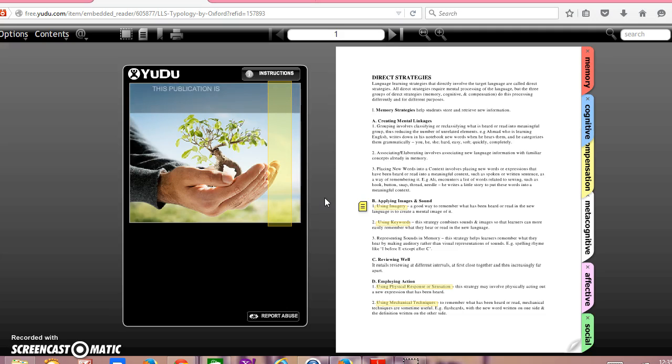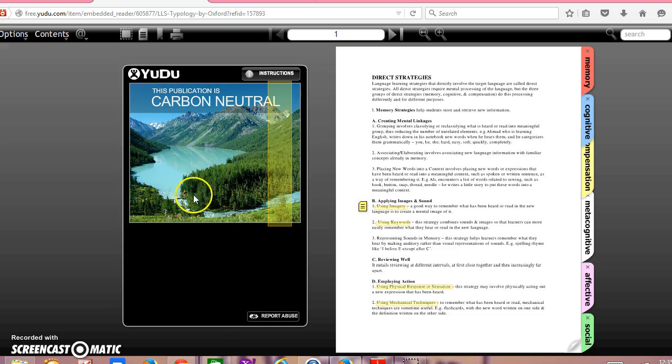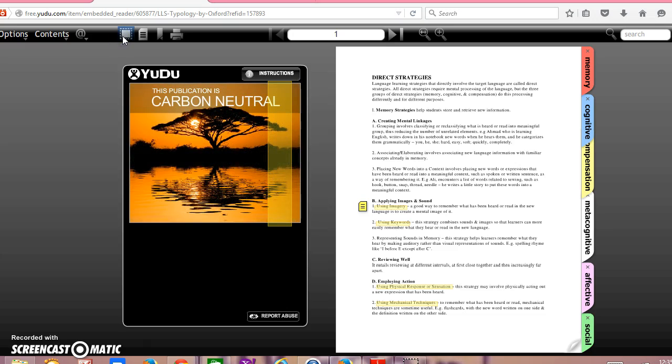So now I'm going to tell you about my memory technique for Oxford's typology of language learning strategies. By the way, I'm using screencast-o-matic.com for my screencasting, and these are the features that you may find in nido.com. The first one is the highlighter. So you may want to add or remove the highlights from the page.